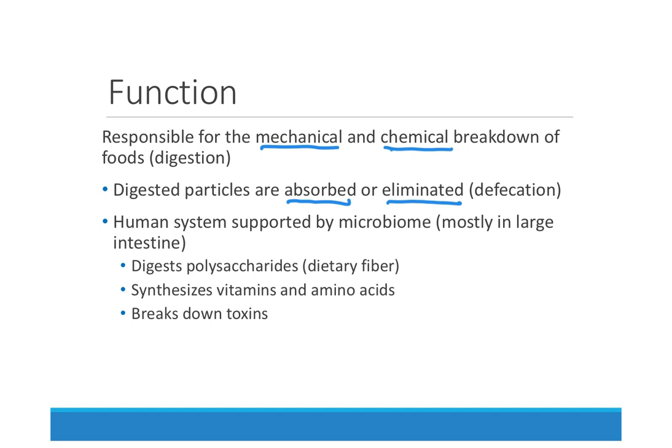This system is supported by bacteria known as the microbiome. Most of them are found in your large intestine, and these bacteria do a number of things that help support your extraction of nutrients from food. For example, the bacteria are able to digest complex polysaccharides, which we typically call dietary fiber, because we're unable to digest that with our own enzymes, but the bacteria can do that for us and give us some nutrients from that fiber. The bacteria in the microbiome also synthesize several key vitamins and amino acids, which again are able to be absorbed by our body, and they help break down certain toxins as they move through the digestive system.